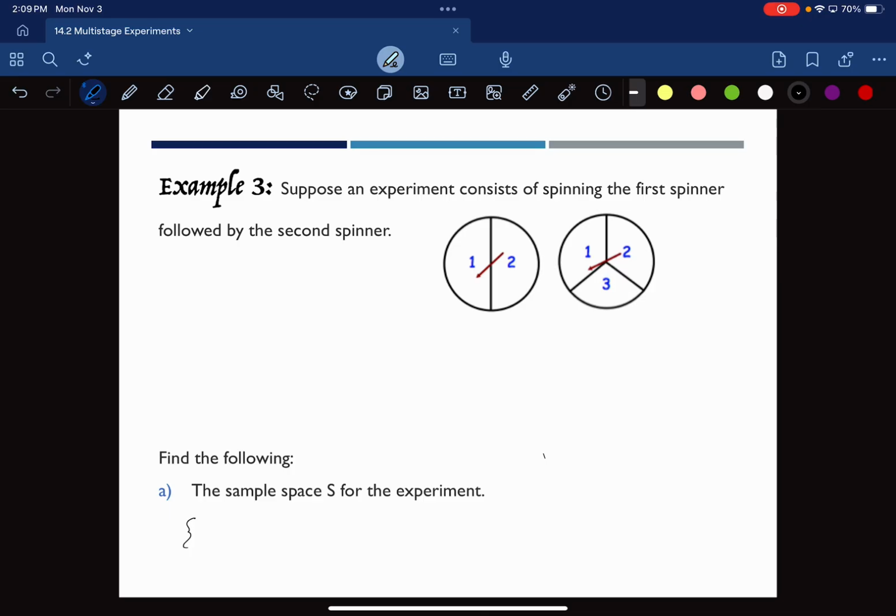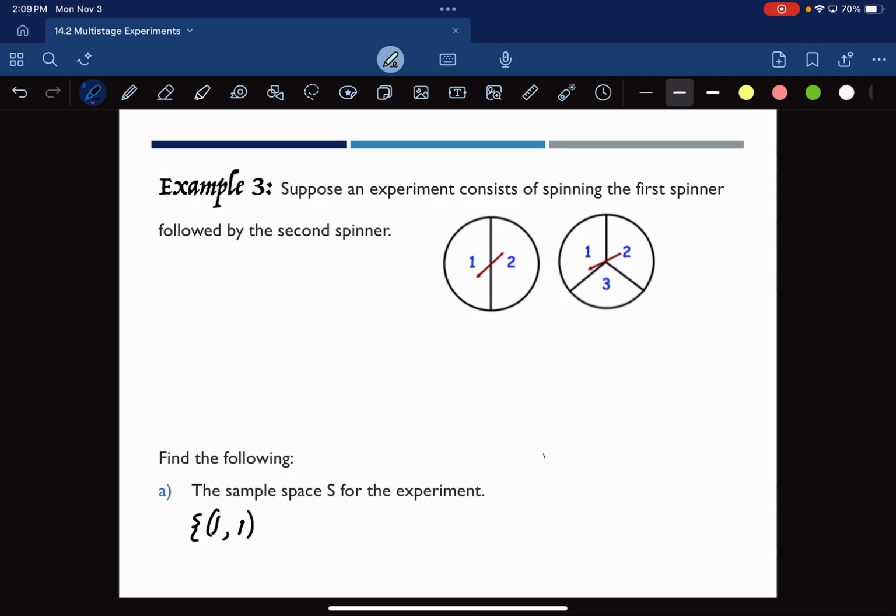I want to make that thicker now that I'm back in my slides here. Okay, so we have our curly braces. And we're going to list all the possible spins that we can do. For example, I could land on the number 1. And then on the second spinner, I could also land on the number 1.